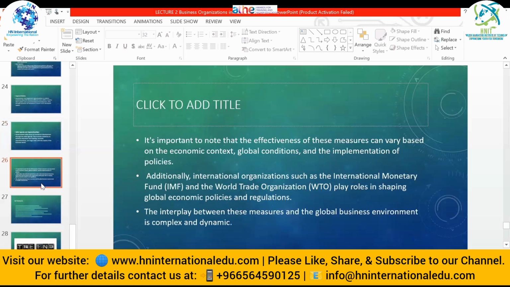And that's it. So it is important to note that the effectiveness of these measures can vary based on the economic context, global conditions, and implementations of the policies. Additionally, international organizations such as the International Monetary Fund, IMF, and the World Trade Organization, WTO, and UNICEF as well, play roles in shaping the global economic policies and regulations. So, what is actually the main thing? The UNICEF, the World Trade Organization, and IMF, they actually make the policies.